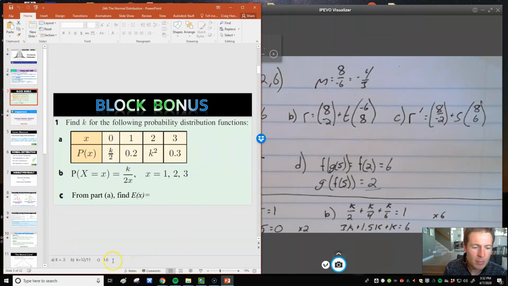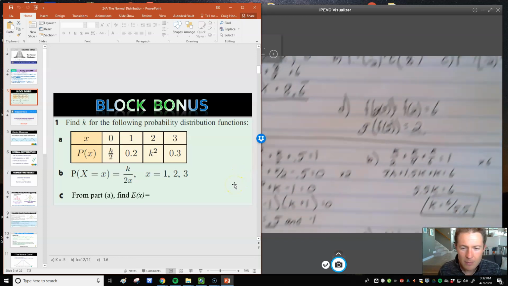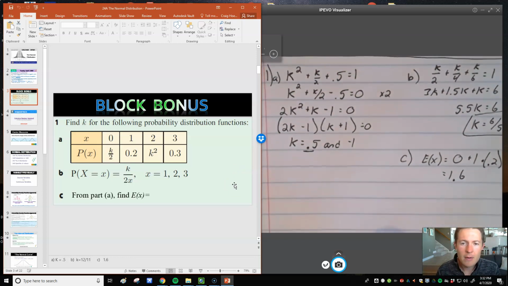And you do see I have answers below, but let me show you how those answers can be reached if you're unclear on how to get those. All right, here for part 1. Find k for the following probability distribution functions. Remember, to be a probability distribution function, it has to add up to 1. So I'm using that property that this all has to add up to 1.